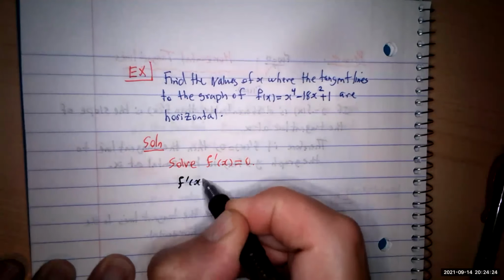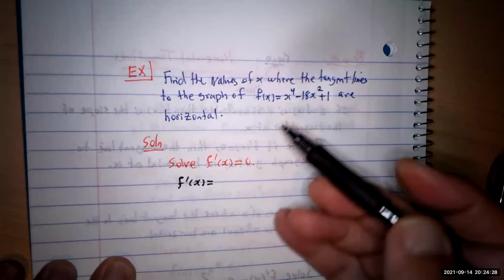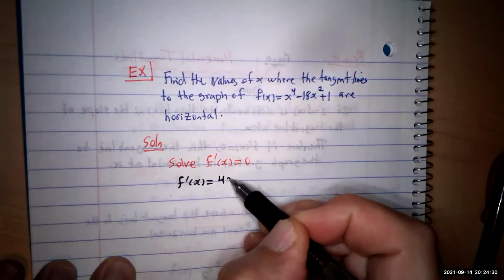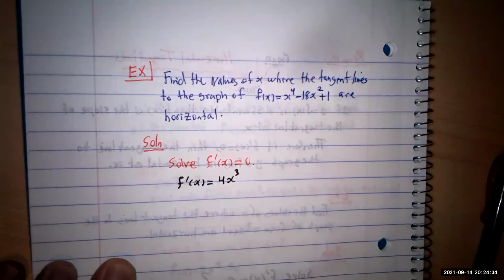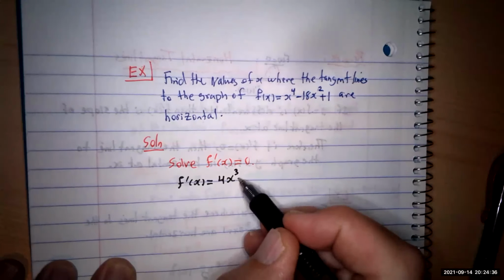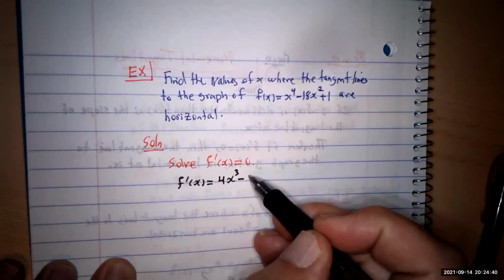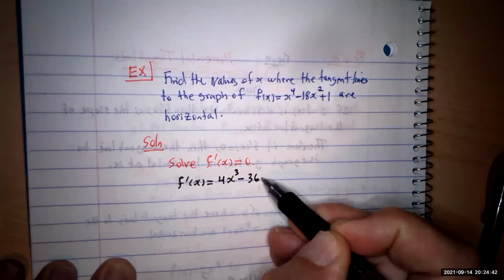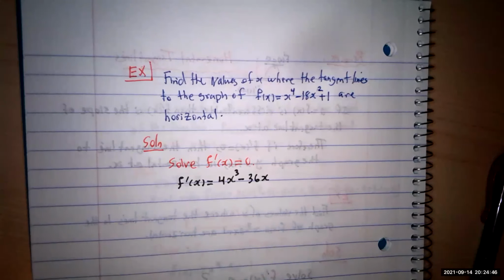Differentiate it. F prime equals: the action of differentiation, we bring the power down, x to the 1 down, 4 down would be 3. The next one, minus, action of differentiation, 2 times 18 would be 36, and the power would be just x. So 4x cubed minus 36x, and the derivative of 1 is 0. Question?